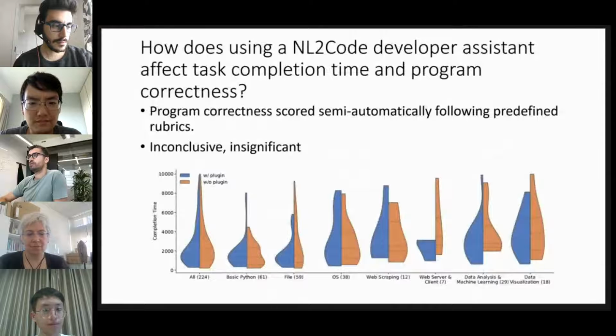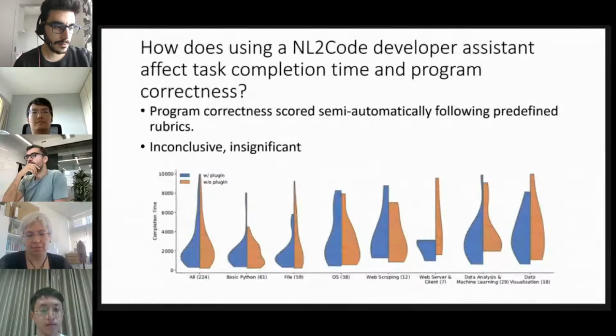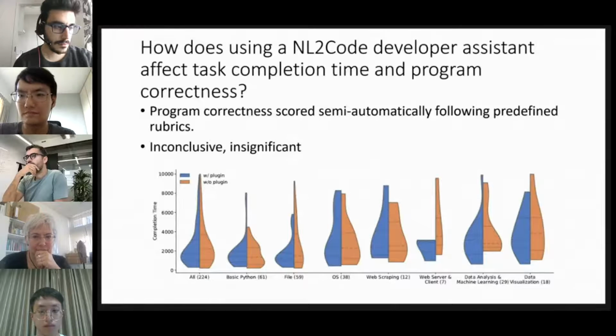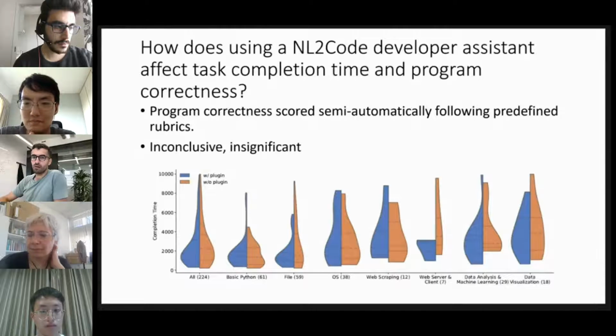So, to answer the first question, how does using a natural language to code developer assistant affect task completion time and program correctness? Surprisingly, program correctness and task completion time are unaffected. The results are inconclusive and insignificant in terms of the difference between using and not using the plugin. To calculate the program correctness, we scored them using a semi-automatic process following a predefined rubric.